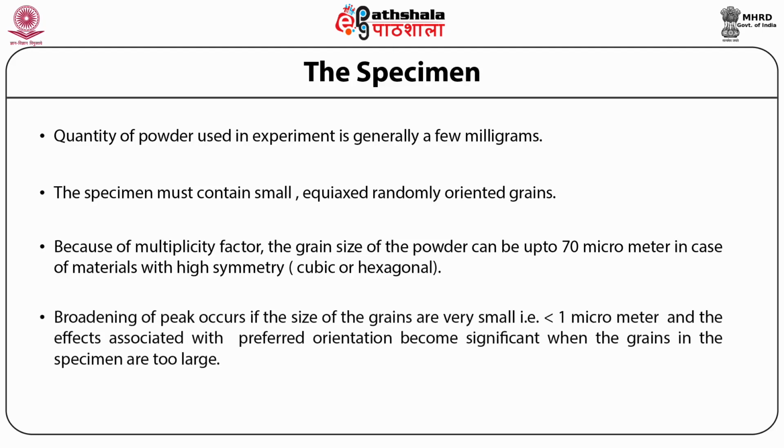Broadening is a feature that tells about the crystallinity of the material. Broadening of peaks occurs if the size of the grains is very small, that is, less than 1 micrometer, and the effects associated with preferred orientation become significant when the grains in the specimen are too large.